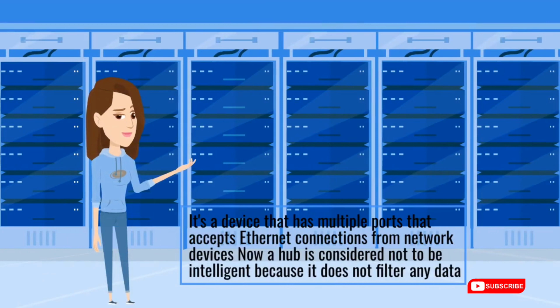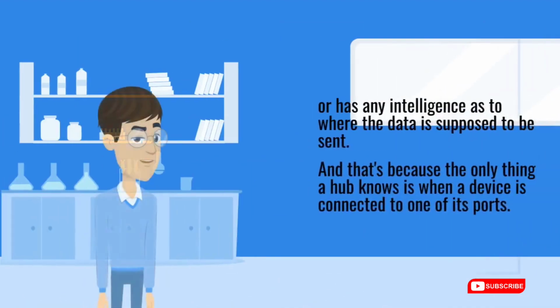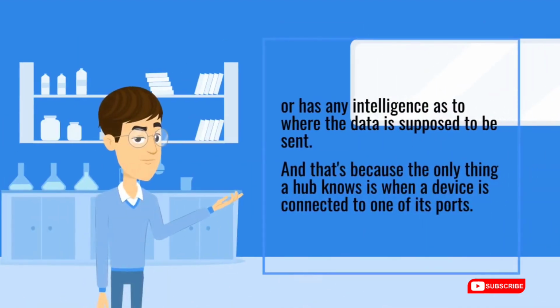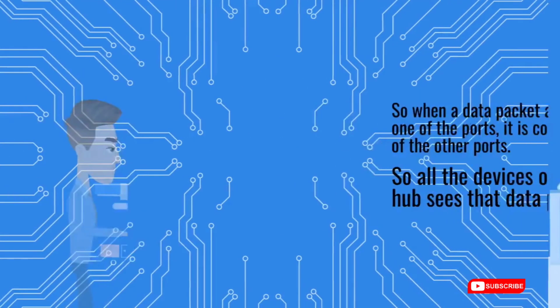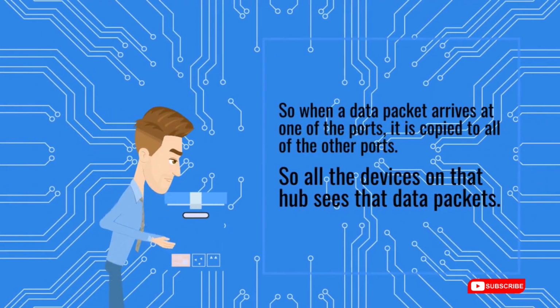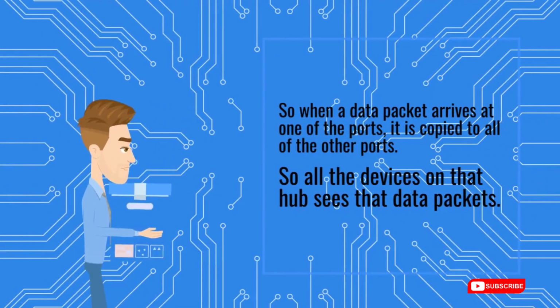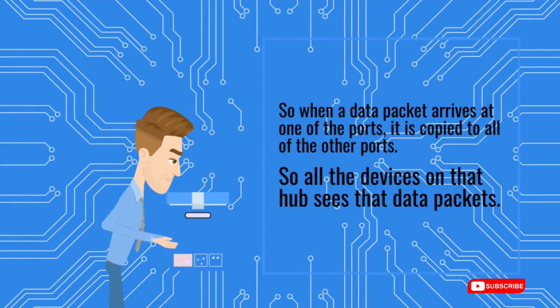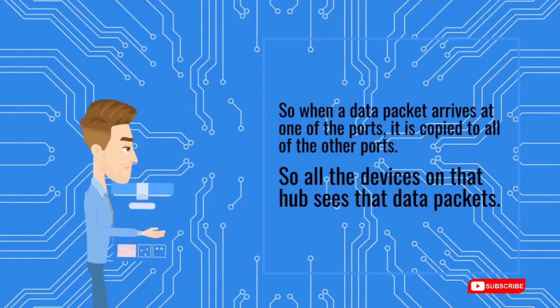Now a hub is considered not to be intelligent because it does not filter any data or has any intelligence as to where the data is supposed to be sent. And that's because the only thing a hub knows is when a device is connected to one of its ports. So when a data packet arrives at one of the ports, it is copied to all of the other ports. So all the devices on that hub see that data packet.